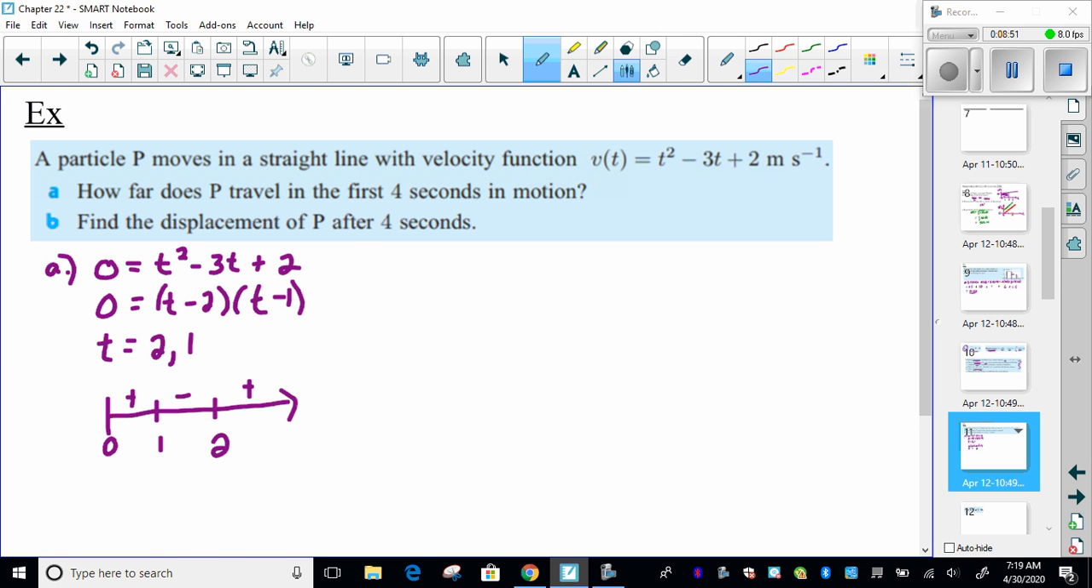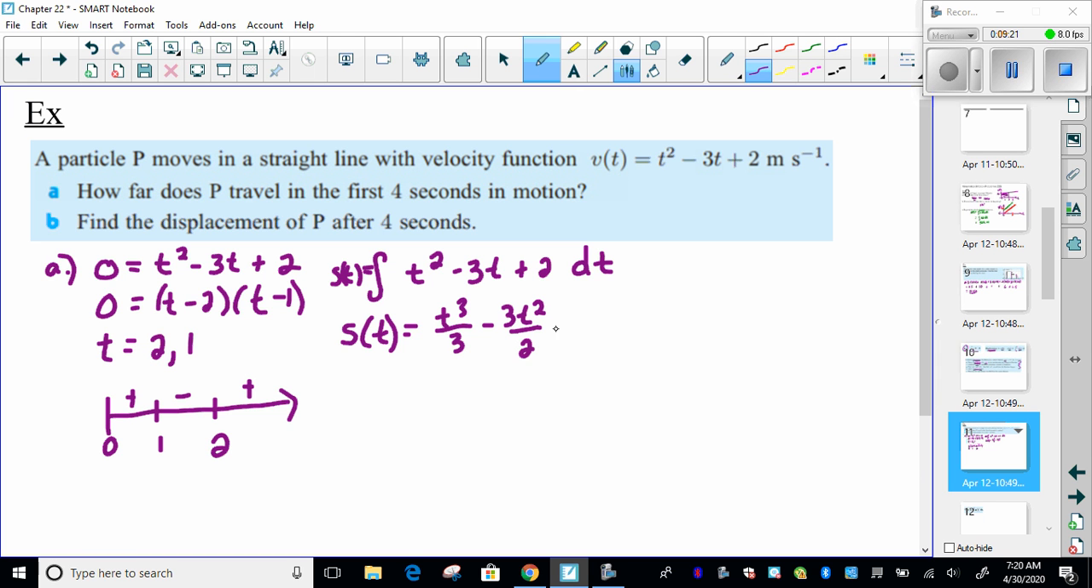Okay, so that's the first step. I have to figure out where my zeros are. The second thing we're going to do then is integrate. So we are going to find s of t, which is the integration of v of t, t squared minus 3t plus 2 dt. So when I integrate this, s of t equals t cubed over 3 minus 3t squared over 2 plus 2t plus c. And again, that c is because we don't know exactly where we started.